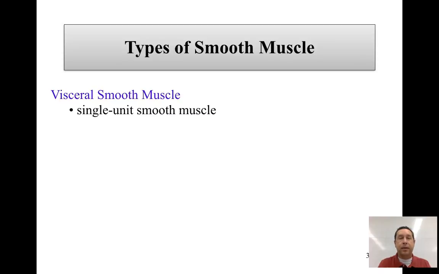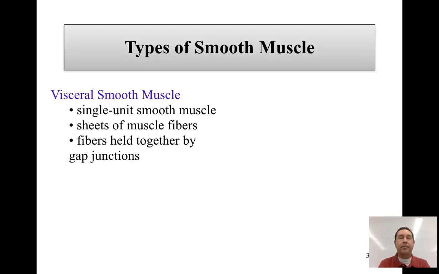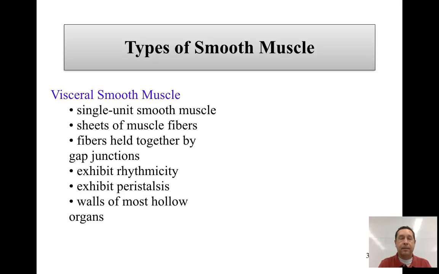Now there are different kinds of smooth muscles. There are what we call visceral smooth muscles, or single unit smooth muscles. These are things where, even though there are lots of cells, they act as one big unit instead of a bunch of individual cells. They form sheets of muscle fiber. The fibers are held together by gap junctions. They have a rhythmic characteristic where they contract in a pattern or a rhythm, like with peristalsis in the esophagus would be an example of that. They're found in the walls of most of your hollow organs, basically your digestive tract, your urinary tract, things like that.